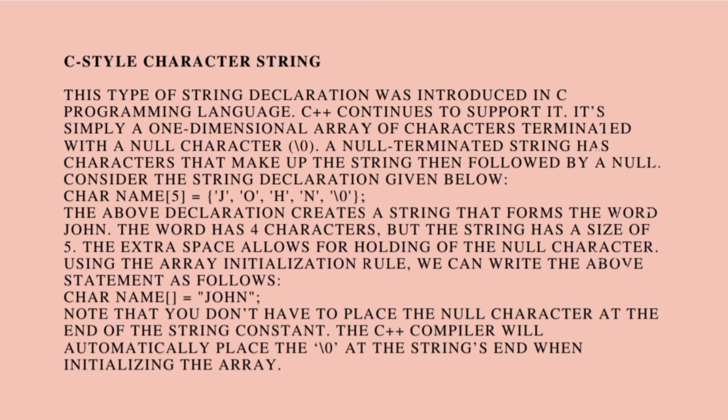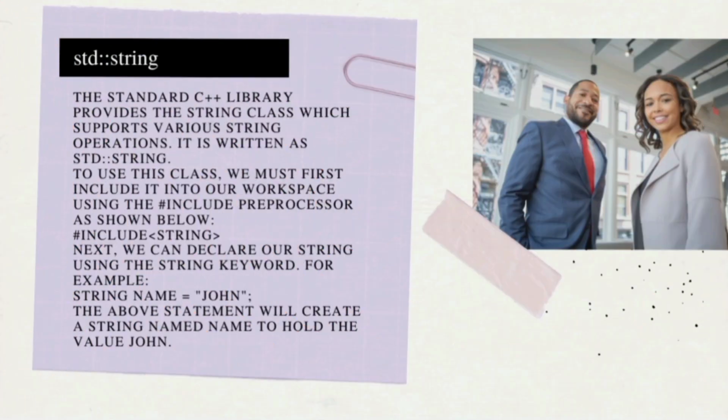Using the array initialization rule, we can write the above statement as follows: char name[] = "John". Note that you don't have to place the null character at the end of the string constant. The C++ compiler will automatically place the null at the string's end when initializing the array.